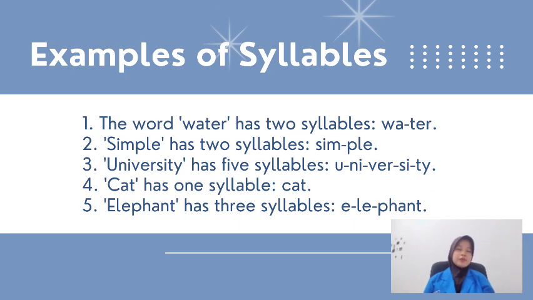Let me give you some concrete examples. The word water has two syllables, water. The word simple also has two syllables, simple. University is a longer word with five syllables, university. Cat is nice and short, just one syllable, cat. And finally, elephant has three syllables, elephant. Notice how each syllable has that vowel sound we talked about.